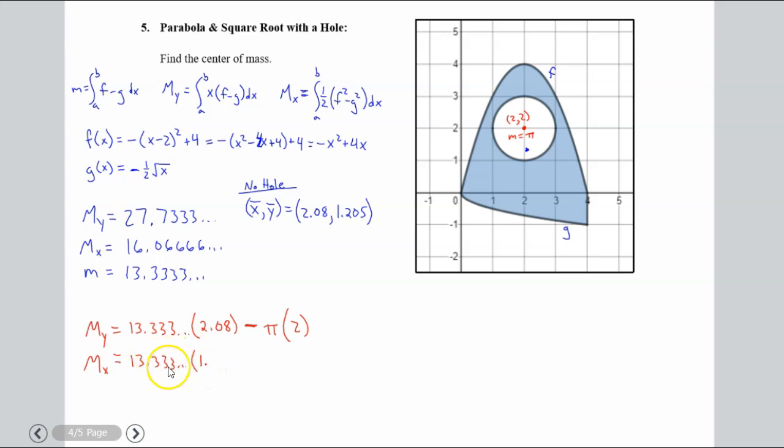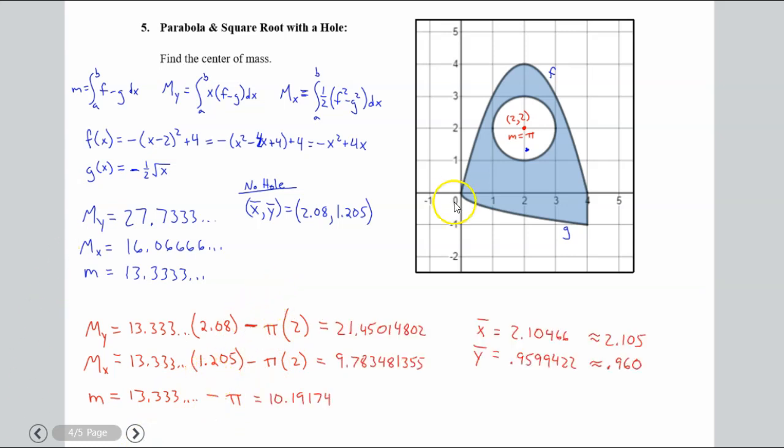So be careful not to round too early on these, otherwise you'll be off. So 1.205 for that y coordinate, and then minus pi, which is the area, times the distance up, which is 2. So x and y happen to match on this one for the circle. And then the total mass of this object with the hole is 13.3 repeating. And then again, we're taking out this area of pi for the hole, so minus pi. All right, so we'll go ahead and calculate those out and write those down.